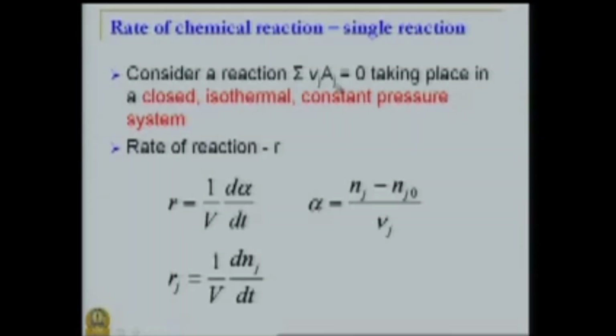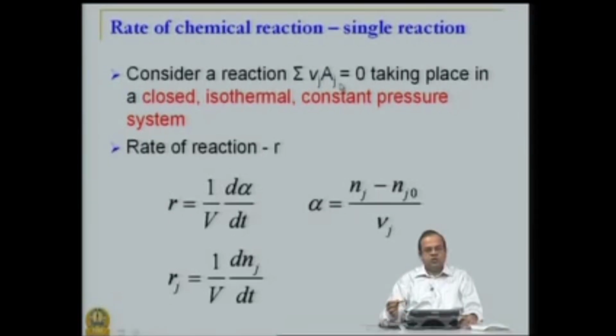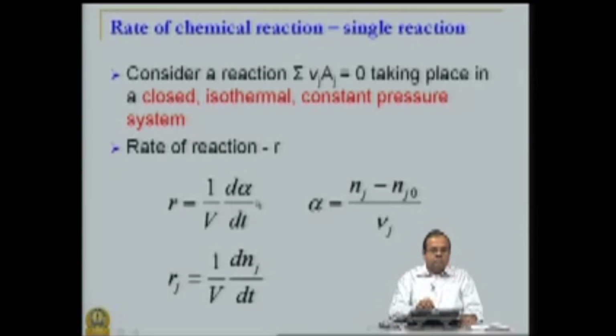Friends, let's continue our discussion on chemical kinetics, and in our last session we defined the rate of reaction. So, we have a reaction summation nu j Aj equal to 0, that is our standard reaction, and we define rate for a closed isothermal constant pressure system as rate of change of extent of reaction, that is d alpha dt, normalized by the volume of the reacting mixture.